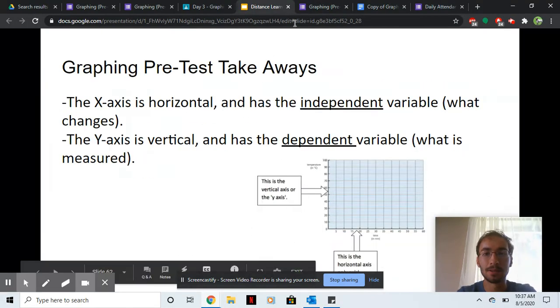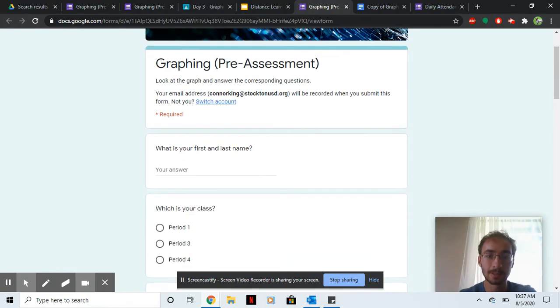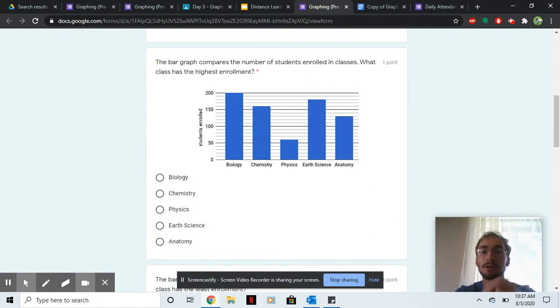Okay, so here's the graphing pre-assessment. I'm going to take it as a student just so you understand what's going on. So my first name, Mr., last name, King. Class, we'll do class period 4. The bar graph compares the number of students enrolled in classes. What class is the highest enrollment? So these bar graph questions were, I think, the easiest because they had the best scores.